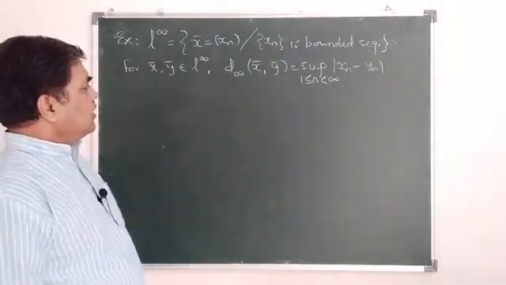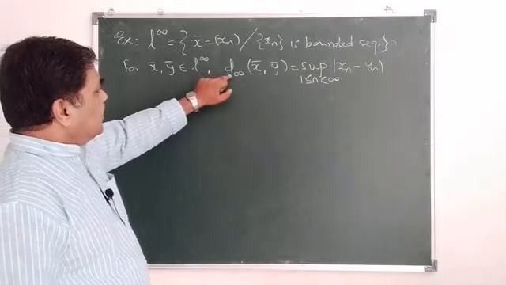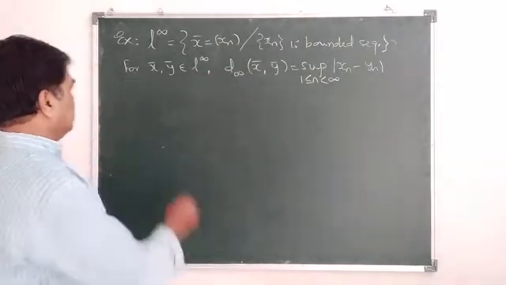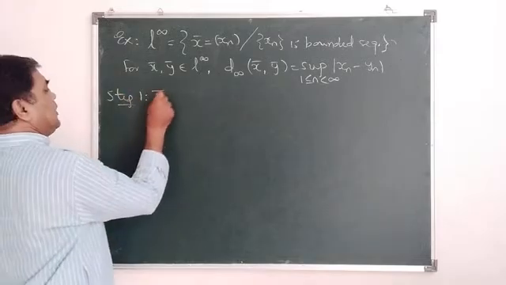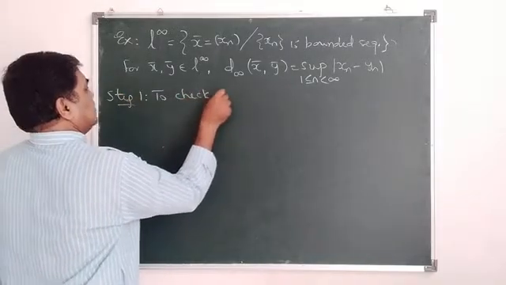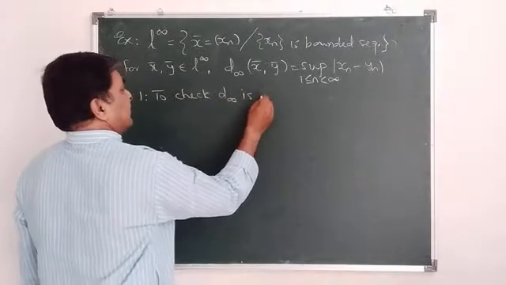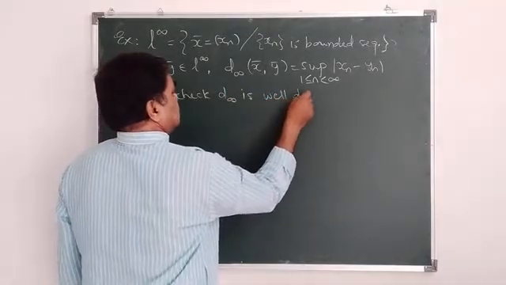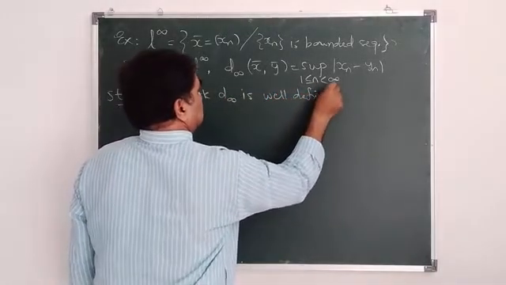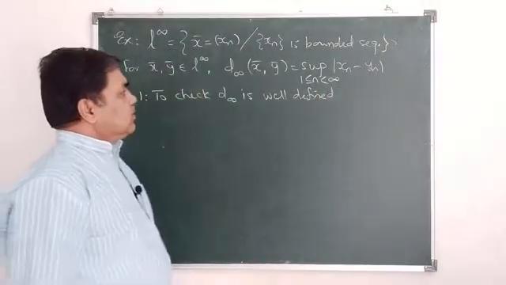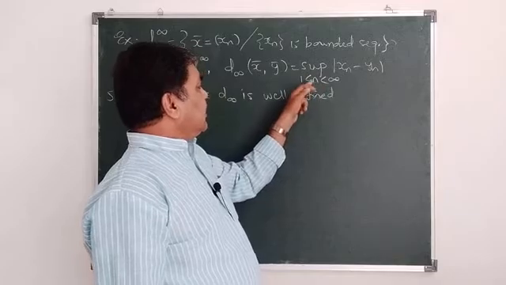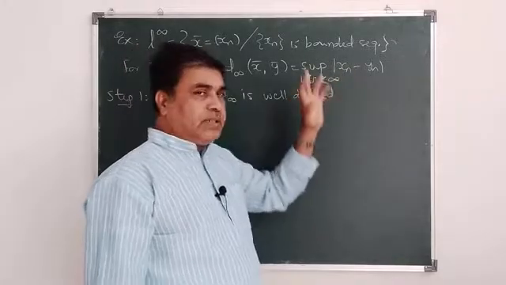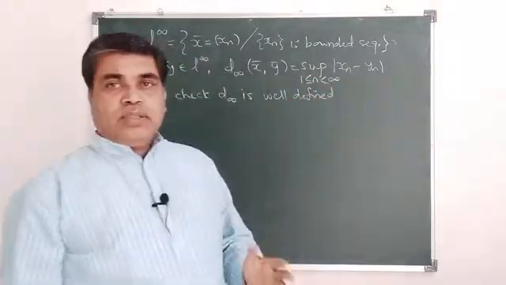So firstly we have to check whether D infinity is a well-defined function. Step first, to check D infinity is well-defined. Means we have to show that the supremum of mod of xn minus yn, where n varies from 1 to infinity, must be a non-negative real number.